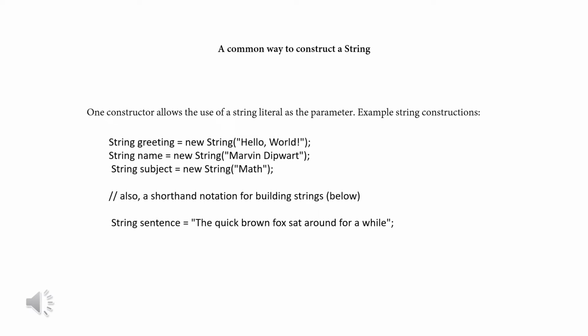Instead of using new, you can create a string in an easier way by writing, for example, here sentence equals, and then that string, that's a sentence, inside the double quotation marks. So that's another way, which is way simpler than the previous one, to construct a string. As you see, in the first one I used new, and in the second one I didn't use the new keyword. I just put the string inside the double quotation marks.